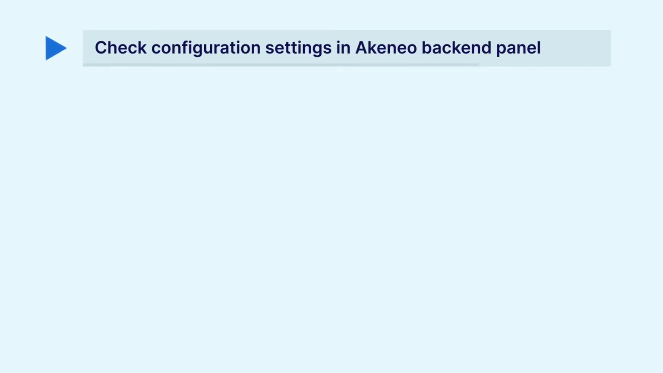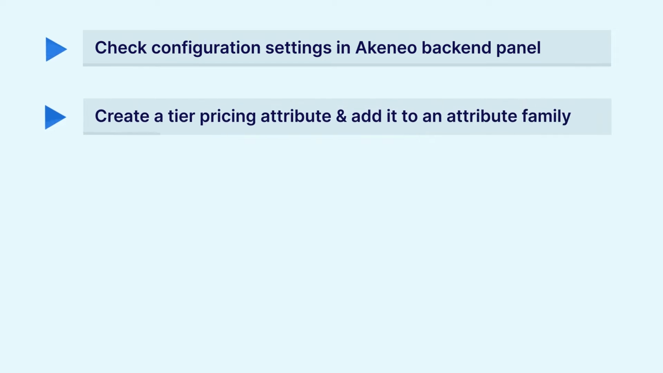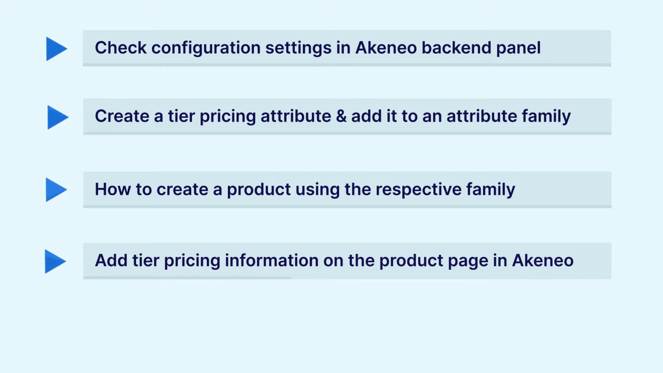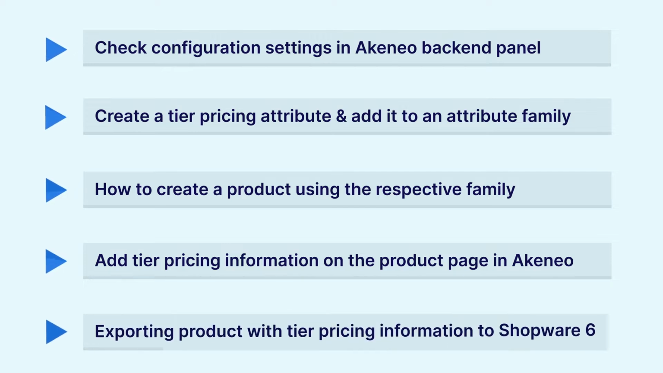So in today's video tutorial, we'll initially see some of the initial configuration settings that are required in the Akeneo backend panel. Apart from that, we'll see how we can create a tier pricing attribute, how we can add this attribute to an attribute family, and how we can create a product using the respective family. Then on the product page, we will see how to add the tier pricing information for the product. And lastly, we'll see how we can export the product with the tier pricing information from Akeneo to Shopware 6.